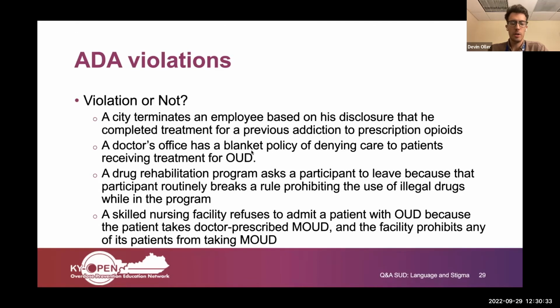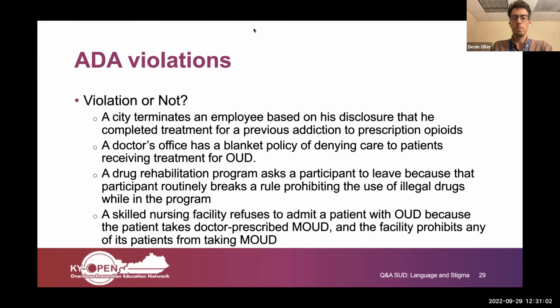And then the last one, a skilled nursing facility refuses to admit a patient with opioid use disorder because the patient takes doctor-prescribed medications for opioid use disorder, and the facility prohibits any of its patients from taking medications for opioid use disorder. The violation? Yes. Yeah, this is one that we run into all the time.